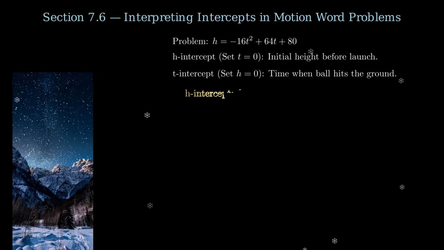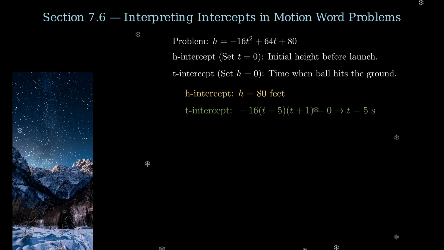Section 7.6. Let's analyze an advanced word problem. The height of a ball in feet after t seconds is given by the function h equals negative 16t squared plus 64t plus 80. First, let's explain what the h-intercept and t-intercept mean in this context. The h-intercept represents the initial height of the ball before release, which is 80 feet. The t-intercept indicates the time when the ball hits the ground, which is 5 seconds.